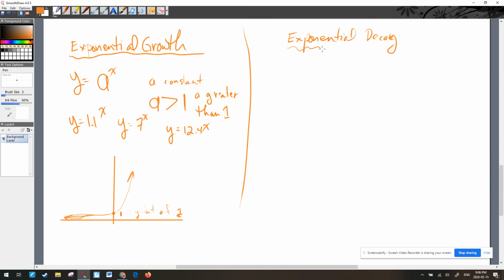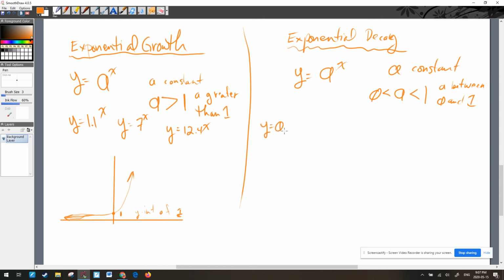Exponential decay. Okay, so exponential decay, y equals, it looks the exact same, a to the x. Again, a has to be a constant, but this time a must be less than 1, but it's got to be positive. So 0 is the small end of a, so you can't use 0. It's got to be positive. So a has to be between 0 and 1. So I'm going to write that. So a must be between 0 and 1.